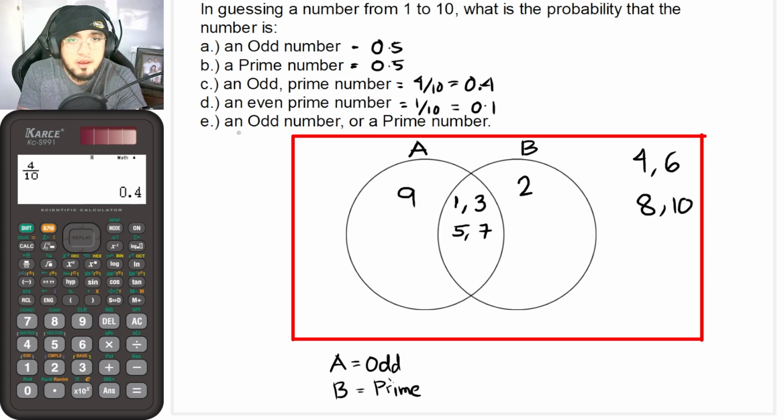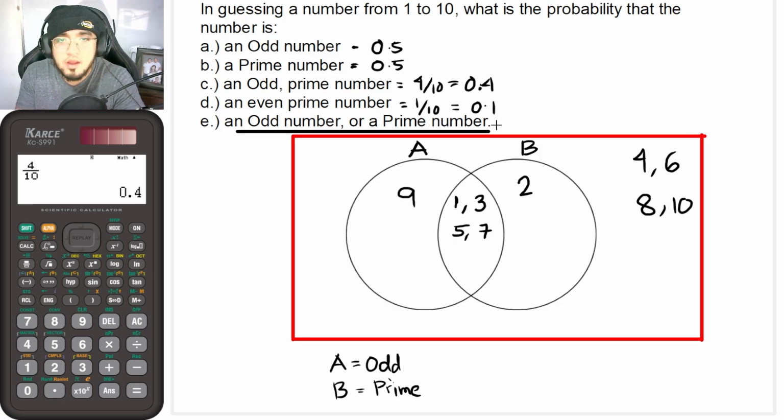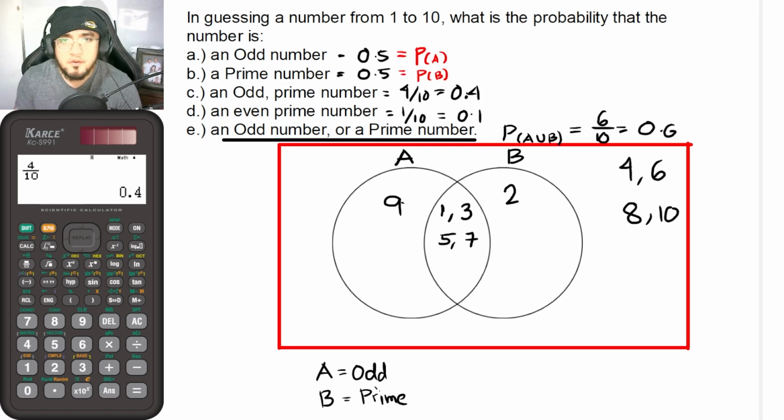Okay, so for letter E, we would now be solving for an odd number or a prime number. So with that, guys, what we would be doing is getting the probability of the combination of odd, or A, in union with B. Okay, so for the third one here, an odd prime number, that is now the probability of the intersection of A and B.